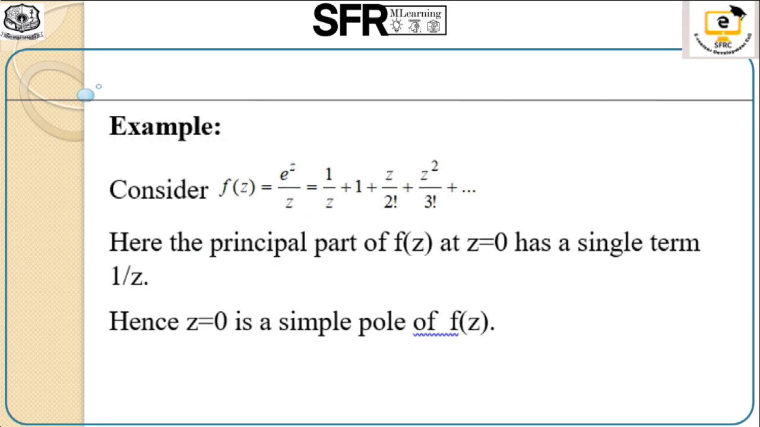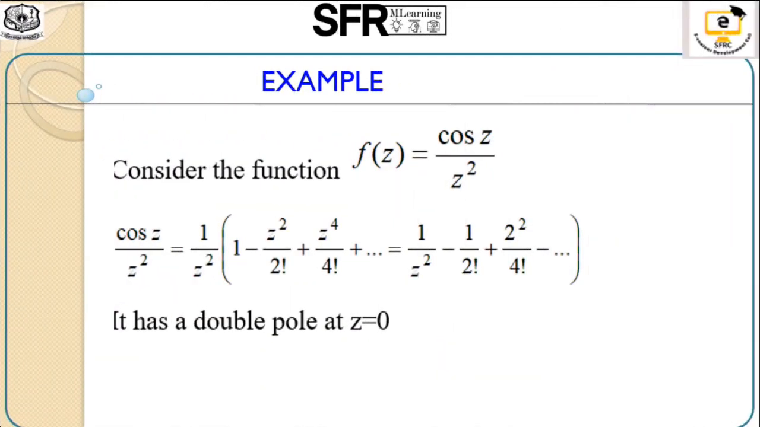Look at the next example, f of z is equal to e power z by z. When we expand the terms, we will get the series, and here the principal part contains only one term, 1 by z. So this is a finite term. Here the singularity is a pole, and only one pole exists, z equal to 0. So it is called a simple pole. No other singularities exist other than 0.